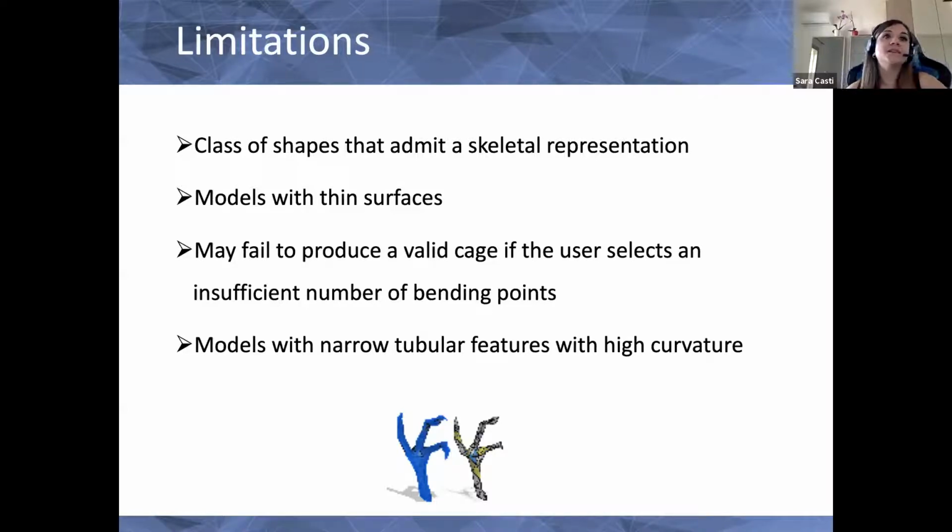And this is a small limitation that occurs few times, but if there are models with narrow tubular features with high curvature, as the image in the bottom, we may fail to produce a valid cage.